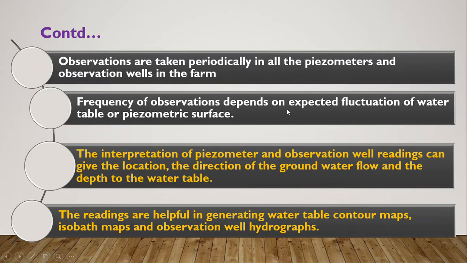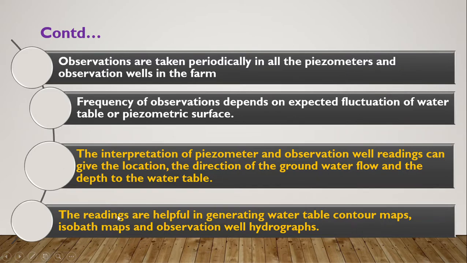The interpretation of piezometer and observation well readings can give the direction of groundwater flow and the depth to the water table. So all these things it can give. The direction of groundwater flow, in which direction the groundwater is flowing. The depth to the groundwater table, how much is the depth of the groundwater table from the surface of the soil. All these things we can get from the readings of piezometers and observation wells.